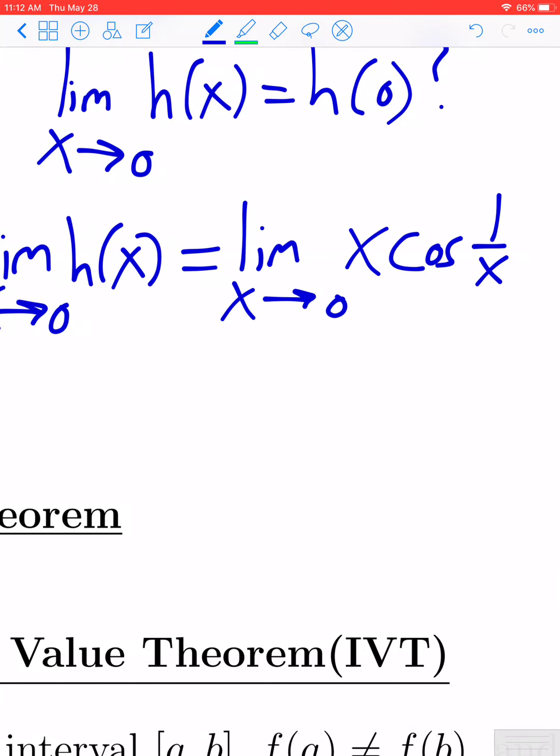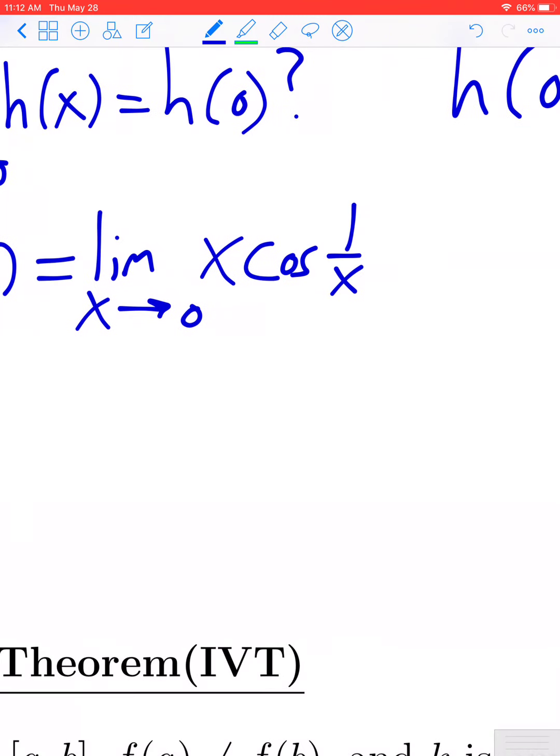And now there's several different ways you could try to do this limit. First of all, if you try to do the direct substitution, you would get 0 times cosine of 1 over 0, which would be an expression that is undefined because division by 0 is undefined. So direct substitution won't work on this. Okay. Well, what do we do next?